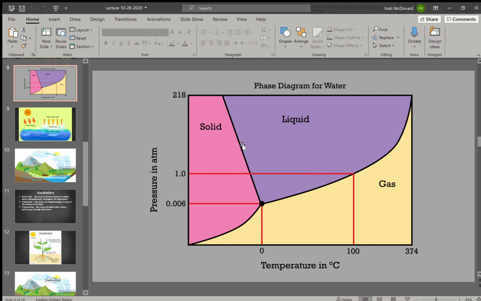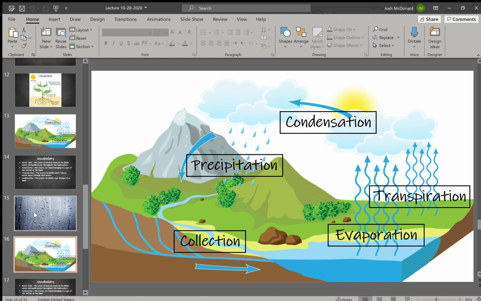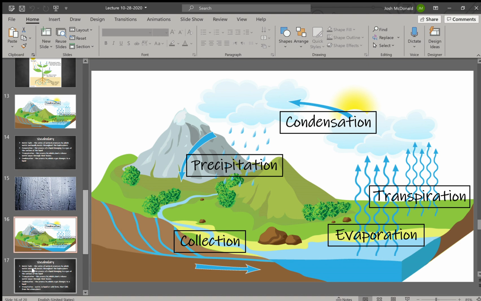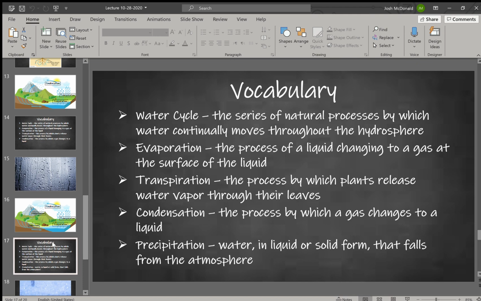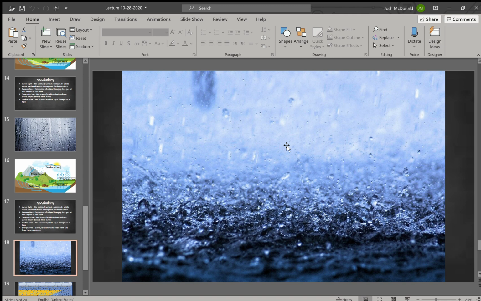And so we see it forming into clouds, and those clouds, once they get heavy enough, they become precipitation. Precipitation is water in either a liquid or a solid form that falls from the atmosphere. We're familiar with precipitation. We know when you go outside and you see dark clouds, or you see that the clouds get heavy, that's precipitation about to happen.